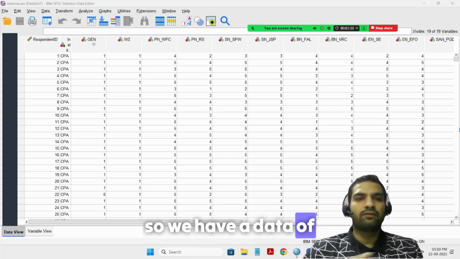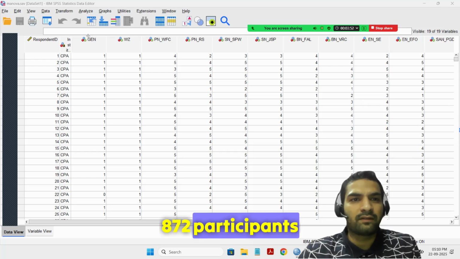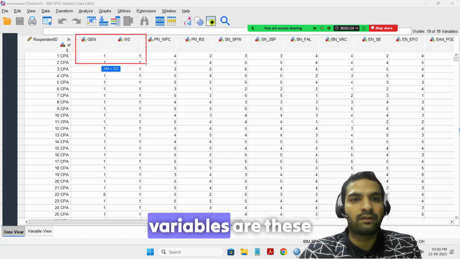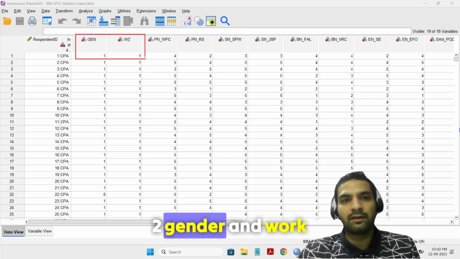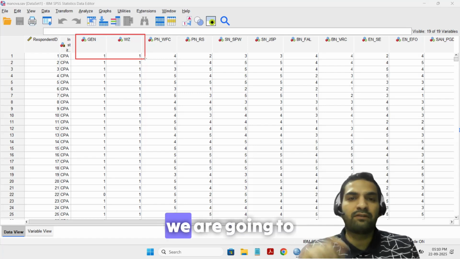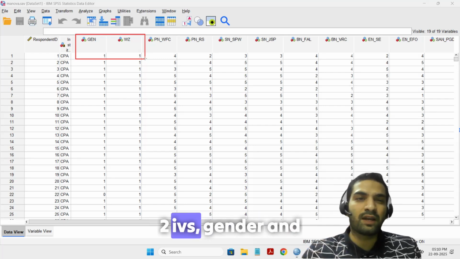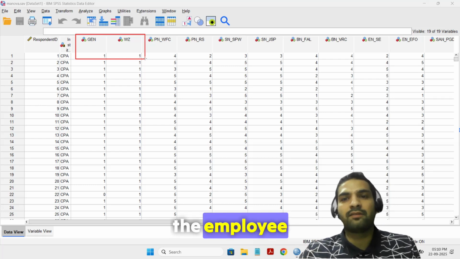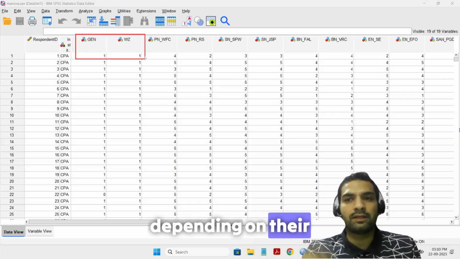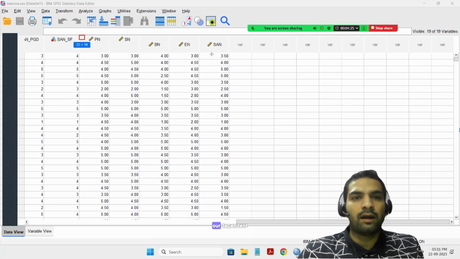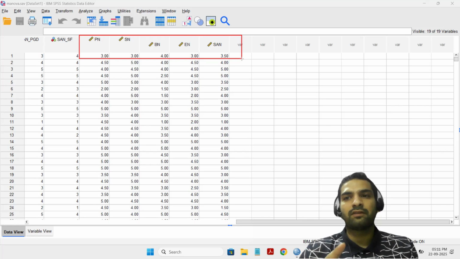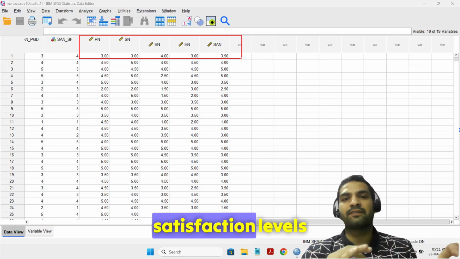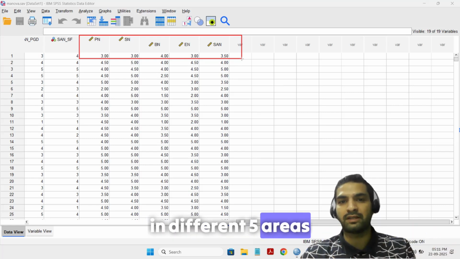So we have data of 872 participants here, and our independent variables are these two, gender and work location. We are going to check whether these two IVs, gender and work location, impact employee satisfaction depending on their gender and their work location. Our dependent variables are these five. These are employee satisfaction levels in five different areas.